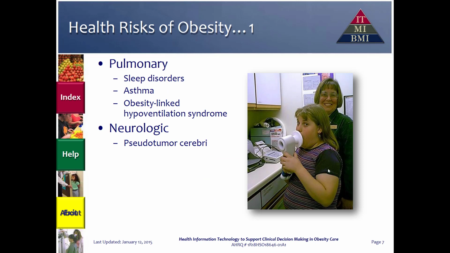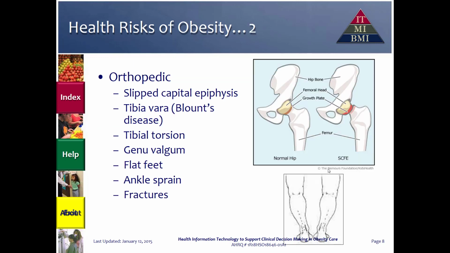There are a lot of known health risks associated with obesity. These include pulmonary disorders like sleep disorders, asthma, and obesity-linked hypoventilation syndrome. Also, you can have neurological consequences with pseudotumor cerebri. There are a lot of orthopedic consequences for overweight, obese children with the extra weight on their bones, and slipped capital epiphysis, tibia vara, tibial torsion, genu valgum, flat feet, ankle sprains, and fractures are all more common in overweight or obese kids.